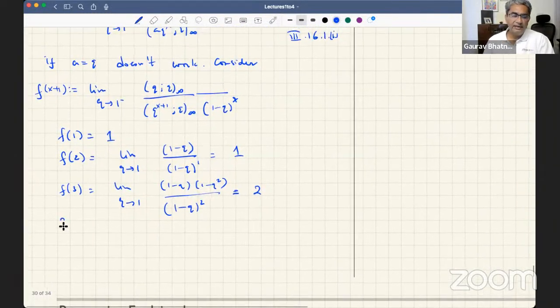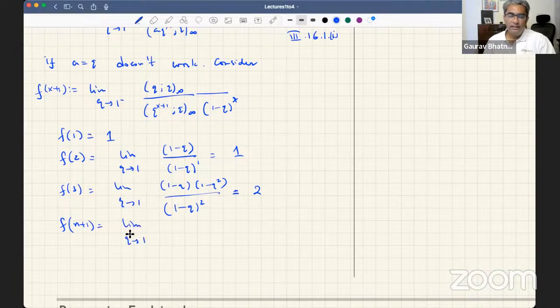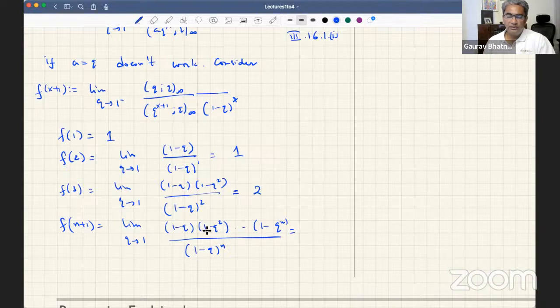And you can see that if you have f of n plus 1, then you get the limit as q goes to 1. So when x is equal to 1, you get 1 minus q, 1 minus q squared, up till 1 minus q raised to the power n. And here you have 1 minus q raised to n. And so there are 1 minus q over 1 minus q, 1 minus q squared over 1 minus q. You get 1 times 2 times 3 up till n. So that's n factorial.